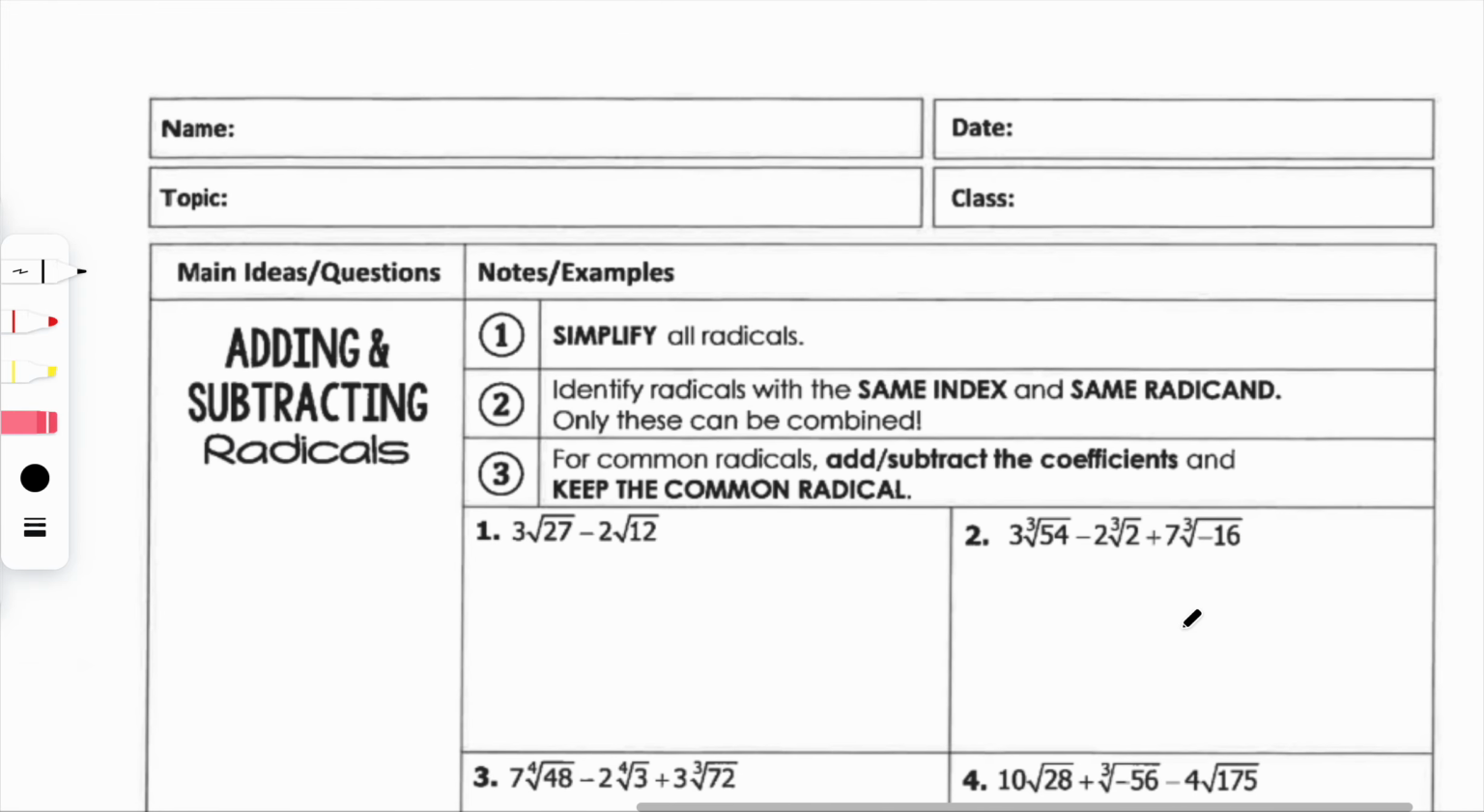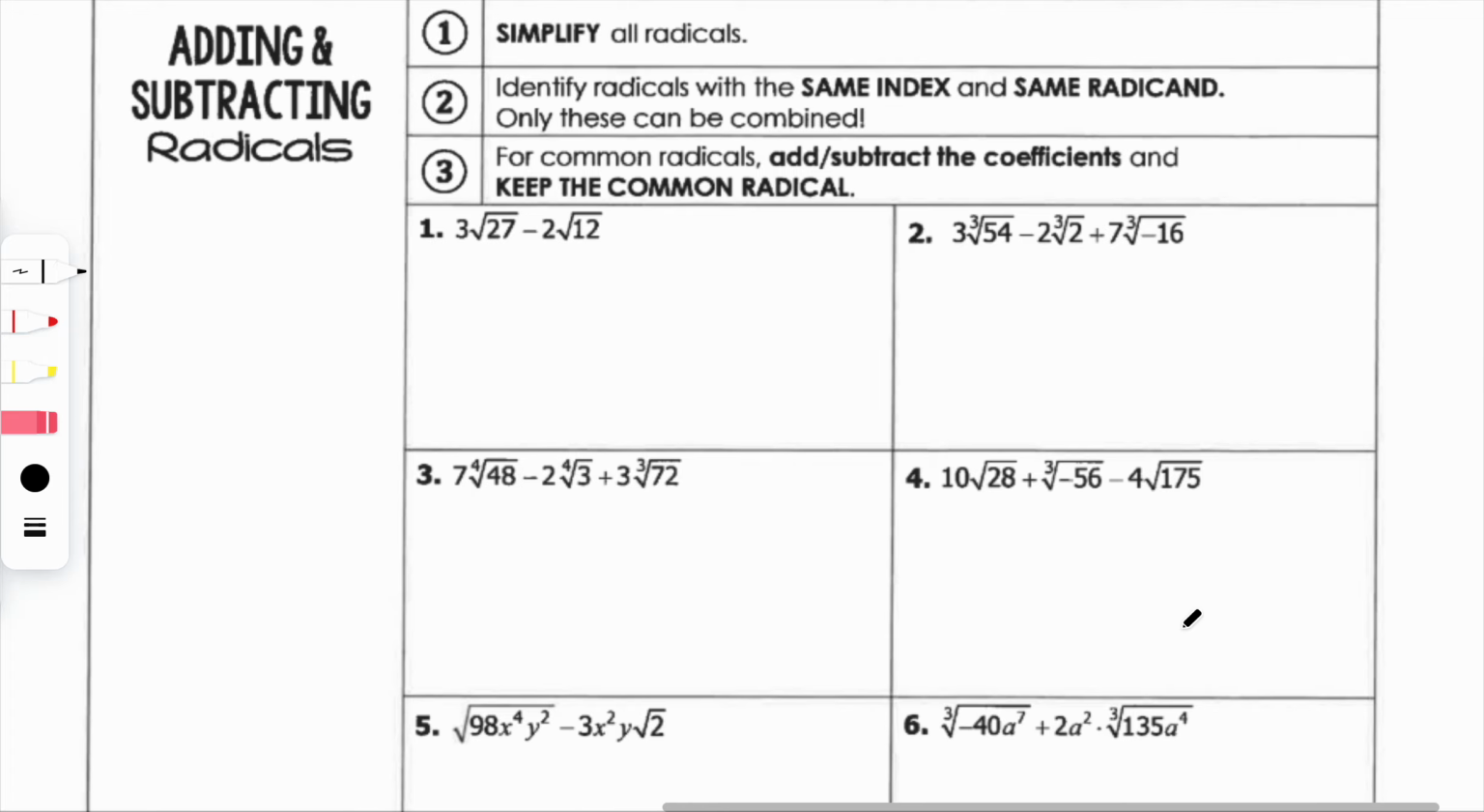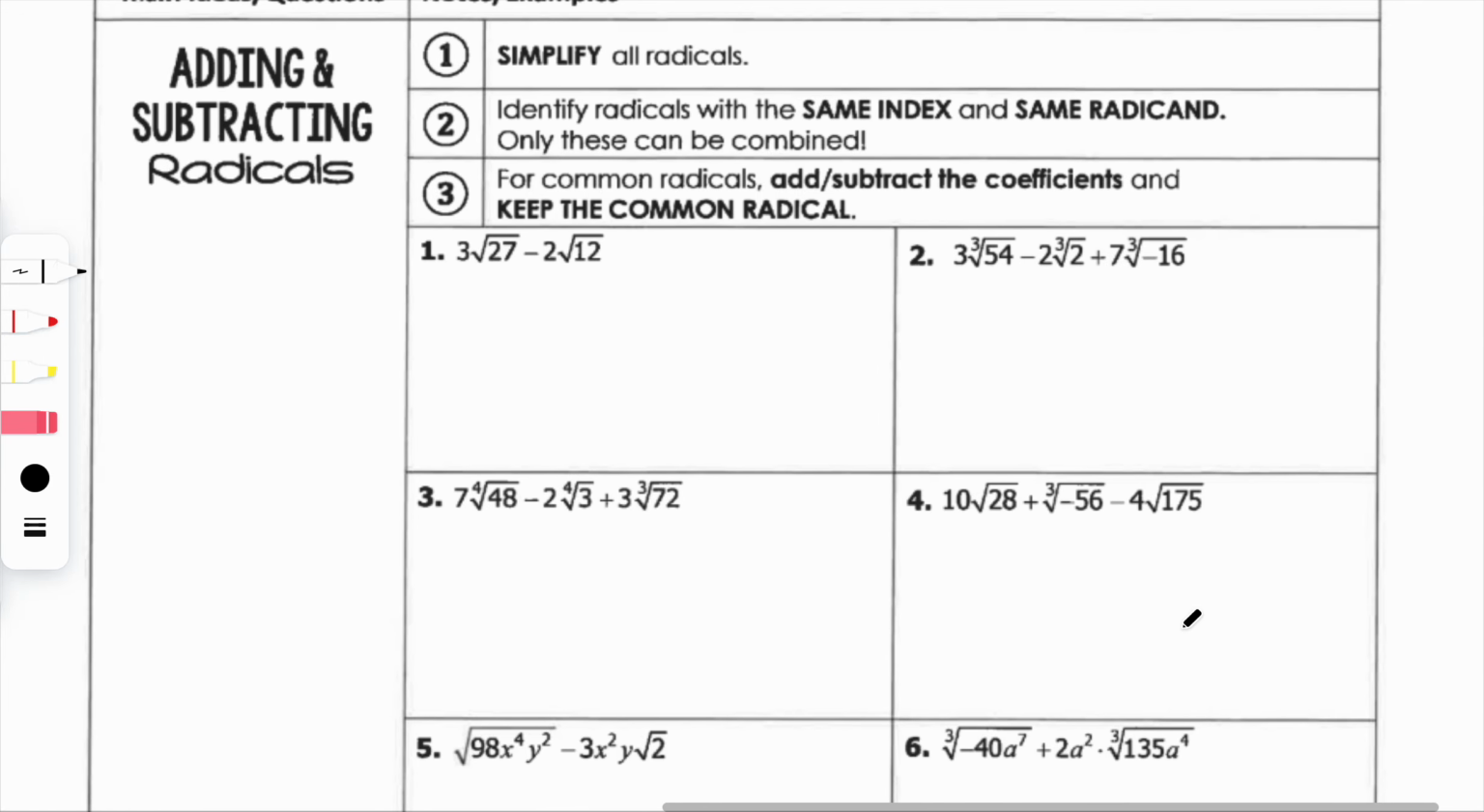Let's go to adding and subtracting radicals. So there's some rules. First, simplify all radicals, and then identify radicals with the same index and the same radicand. Okay, so the same number up here above the radical and the same number below. And then for the common radicals, we want to combine them. So add and subtract the coefficients, but keep the common radical.